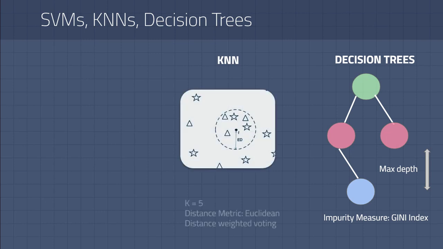The next classifier we used was KNN, with 5 neighbors, the Euclidean distance as a metric to measure distance between points, and a distance weight voting.